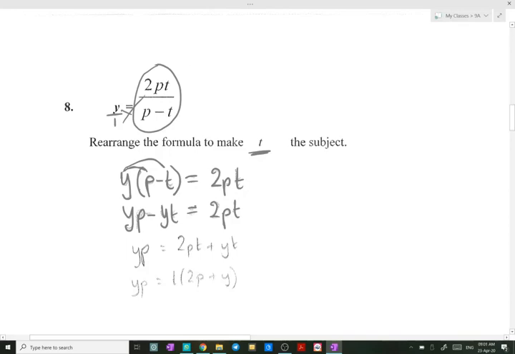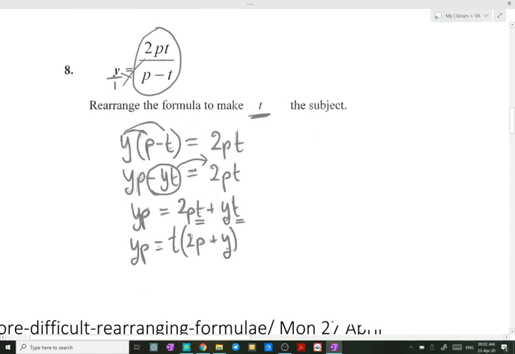Now we take everything that has t to one side. So yp equals 2pt plus yt, because when you take this to the other side, you change its sign. So yp equals t, open brackets, 2p plus y. So you have to factor the t in order for you to make it the subject.